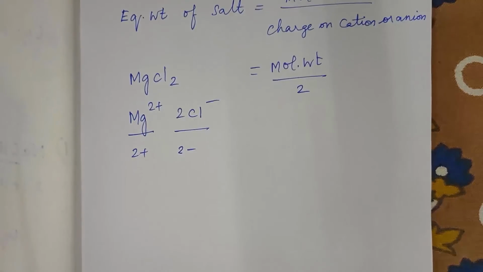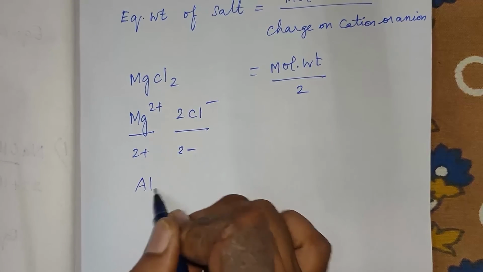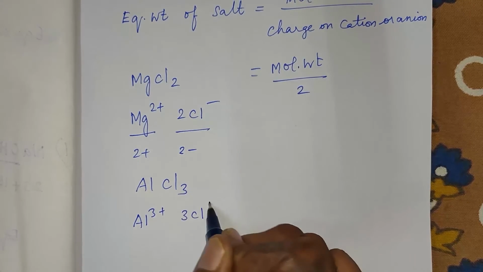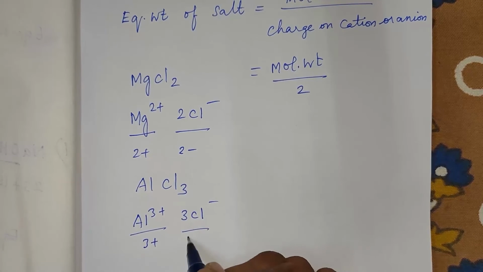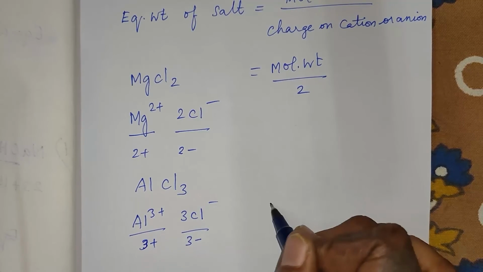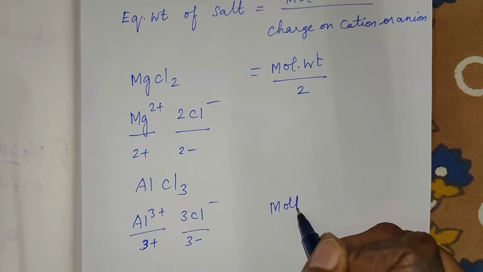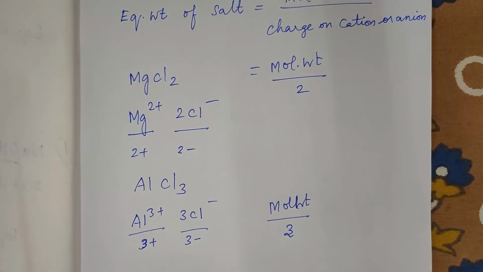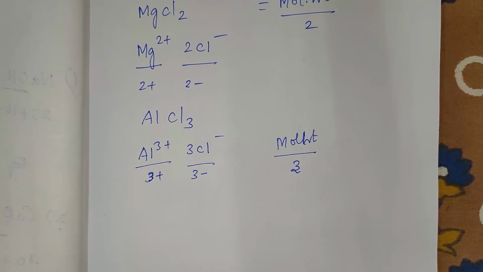If it is some other salt like aluminum chloride, here it is going to be Al3 plus, 3Cl minus. So 3 plus, 3 minus. In the case of aluminum chloride, you have to divide the molecular weight by 3. So that is the formula for salt. And next it is going to be for an oxidizing agent or a reducing agent. I am going to give you an example for that. First let us see the formula for that.